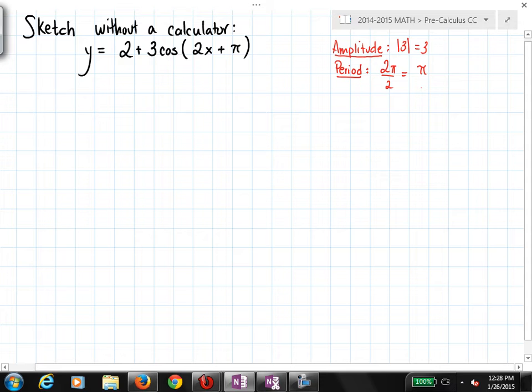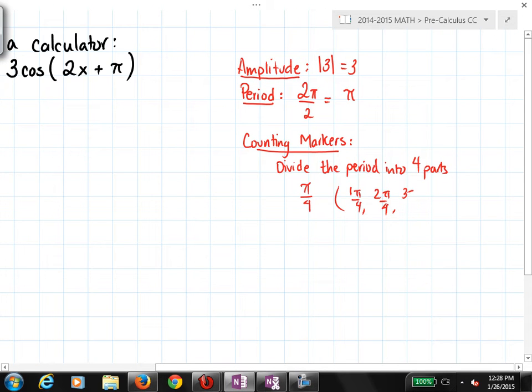Now for the counting markers, if you want to figure that out already, we could do that. You take the period and divide it into 4 parts. So in this case, it's going to be pi divided by 4. There's no need to simplify it. So my counting markers are going to be 1 pi over 4, 2 pi over 4, 3 pi over 4, and 4 pi over 4.